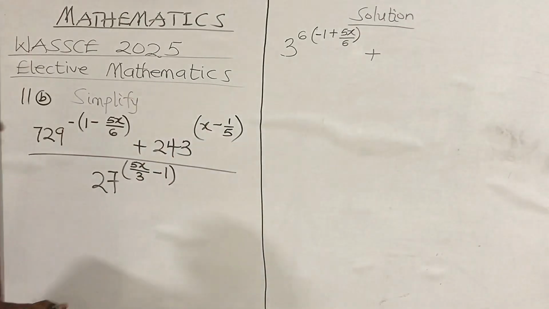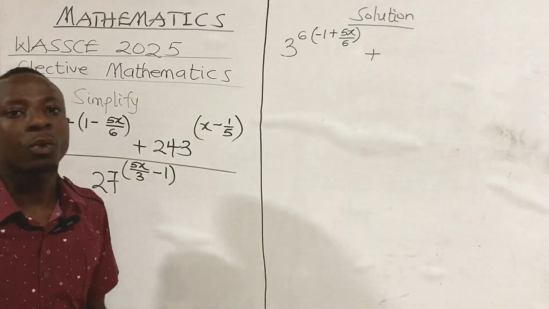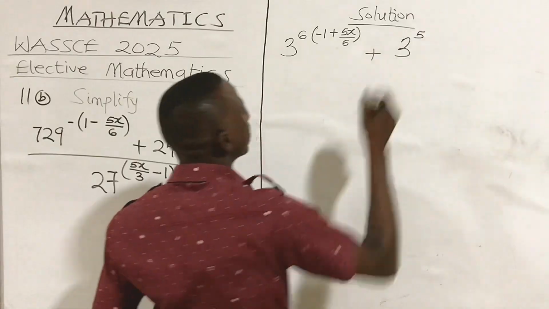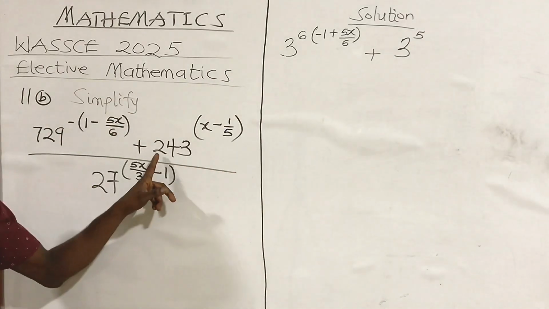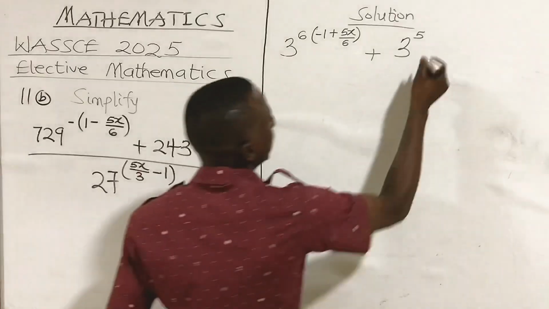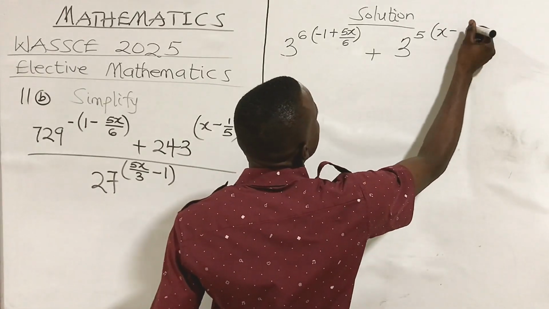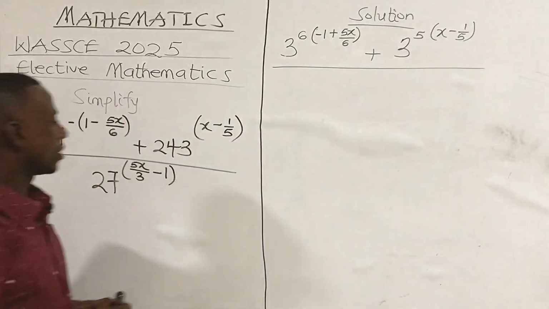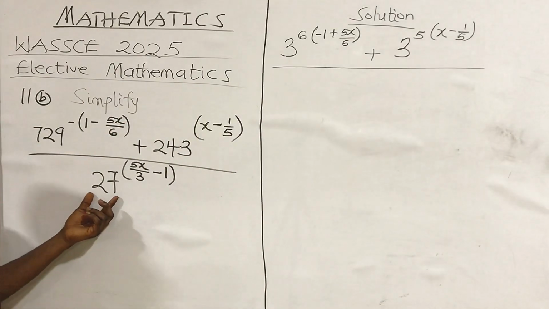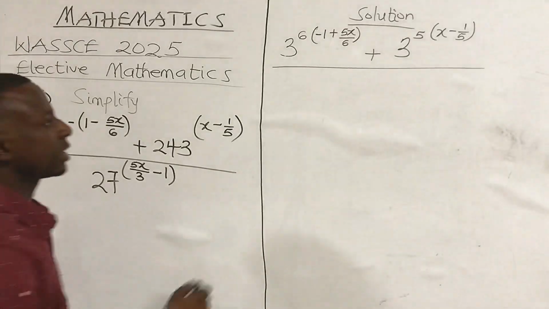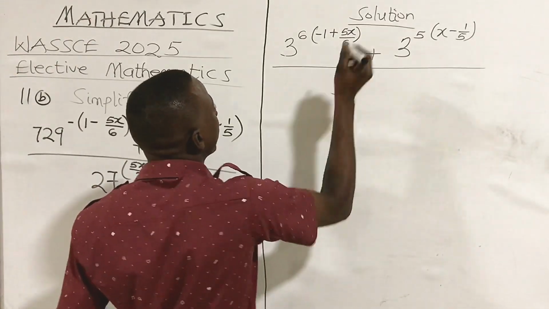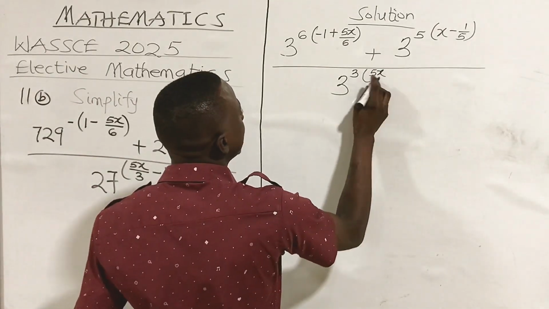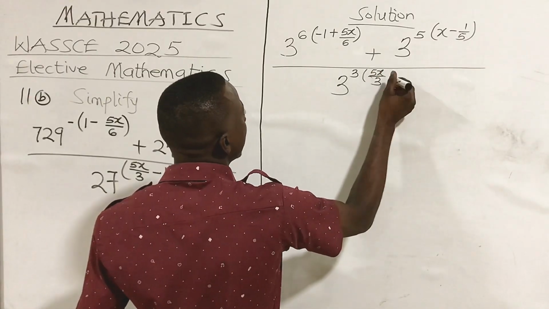So positive 5x over 6, plus, now we have 243, which can also be rewritten as 3 exponent 5. So 3 exponent 5 will give you 243. Then we also have an exponent of x minus 1 over 5, all over 27, which is also written as 3 exponent 3 with an exponent again of 5x over 3 minus 1.